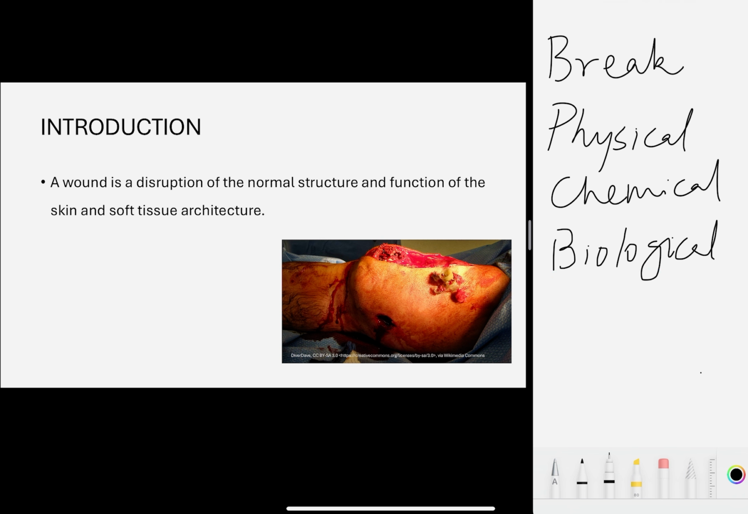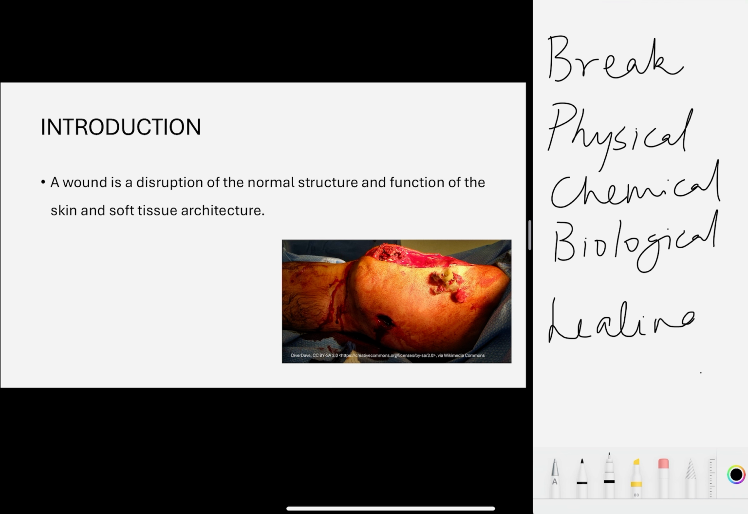So a wound is a loss of integrity of the skin and underlying tissues, and it can be caused by physical, chemical and biological factors. And one of the important aspects of a wound is that it initiates a healing response.